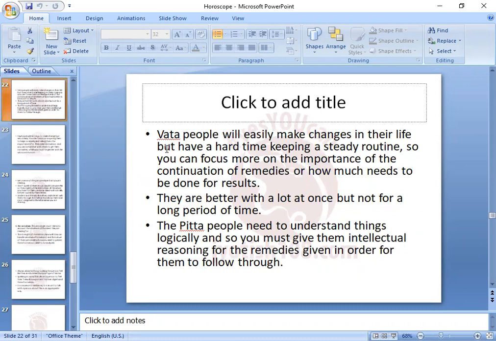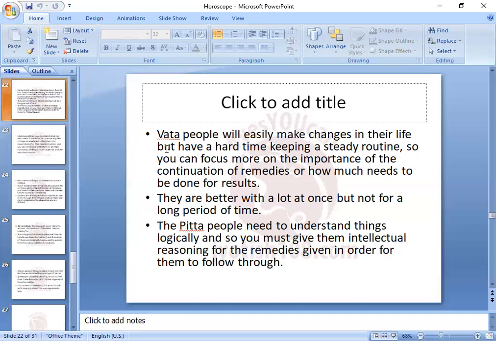Vata people will easily make changes in their life, but have a hard time keeping a steady routine. So you can focus more on the importance of the continuation of remedies or how much needs to be done for results. So this is all about Saturn and Rahu dominated people. They will find it hard to maintain a steady routine. They are better with a lot at once, but not for a longer period of time. They think that they can handle a lot of things, but at the end of the day, they get confused or bewildered and they easily give it up.